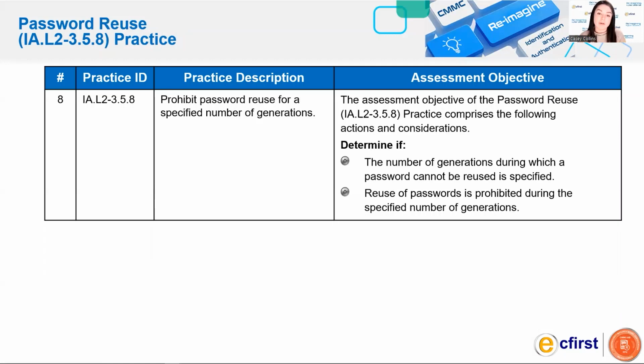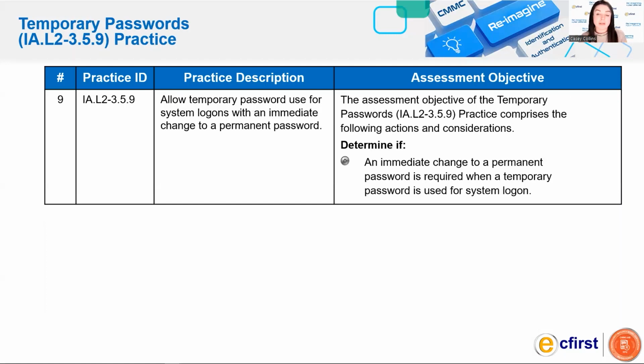Password reuse. Prohibit password reuse for a specified number of generations. The number of generations during which a password cannot be reused is specified, and reuse of passwords is prohibited during the specified number of generations. Temporary passwords. Allow temporary password use for system logons with an immediate change to a permanent password. So determine if an immediate change to a permanent password is required when a temporary password is used for system logon.